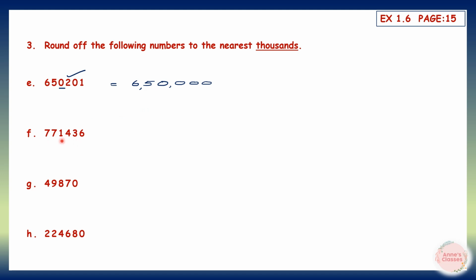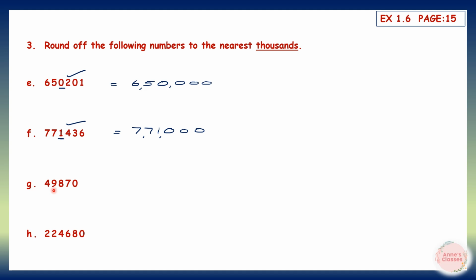Next one, in the thousands place. Ones, tens, hundreds, thousands. We have 1 in the thousands place. Digit next to it is 4. No change to 1. 1 will remain as it is. 7, 7, 1. To the right of 1 we have 3 digits, so we are going to put 3 zeros here. So 1, 2, 3. Let's put the commas and read the number. 7,71,000.